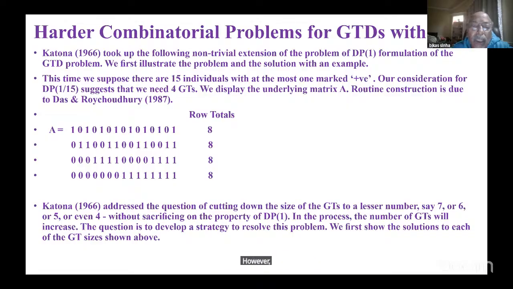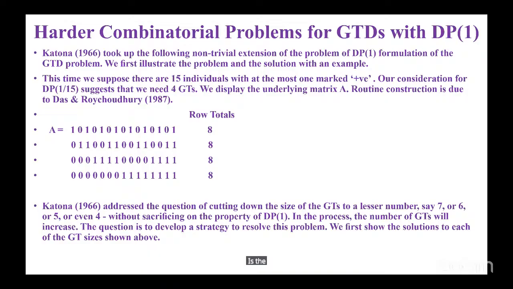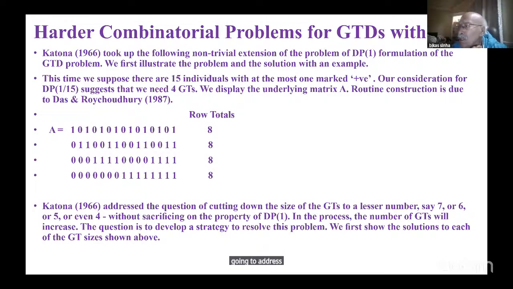However, there is a question involving this number 8. Is it possible that we can pull the blood from 8 individuals and make it a heavy collection and then go for testing? Is the testing machine going to entertain a heavy pool of 8? Normally it is supposed to entertain 2 or 3 drops, but now I'm talking about 8. So that was a question addressed by Katona in 1966 to cut down the size of the group test.